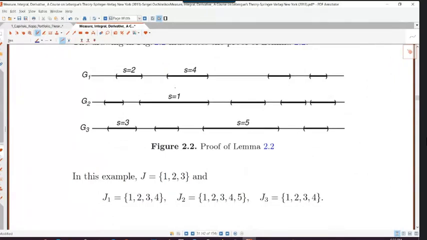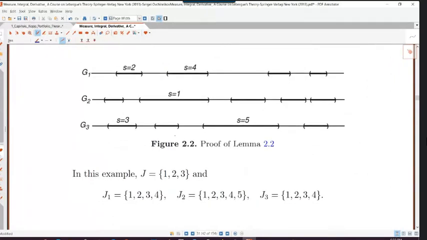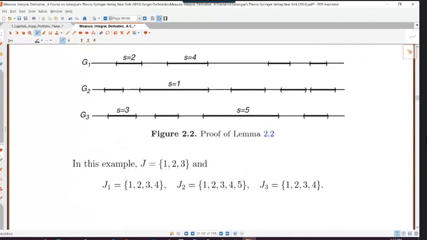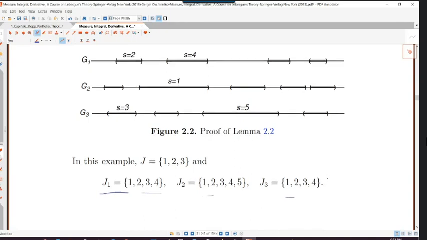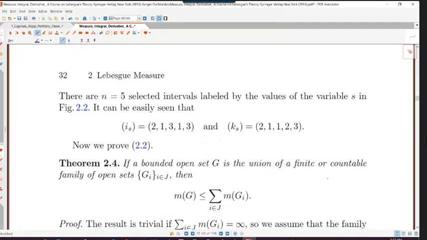This is a figure for the proof of this lemma. We have an example here. If G is 1, 2, and 3, and J1 is a 4-point set, and J2 is a 5-point set, and J3 is a 4-point set, then there are n equals 5 selected intervals labeled by the values of the variable s in figure 2.2. It can be easily seen that you can check it at home.